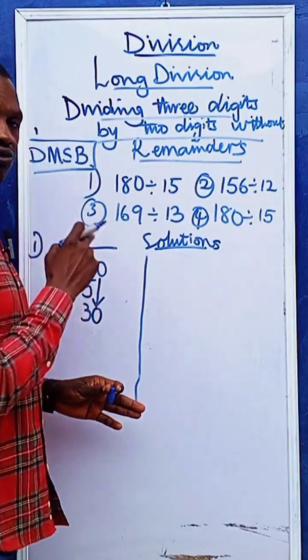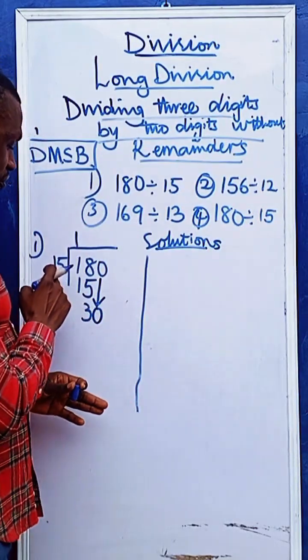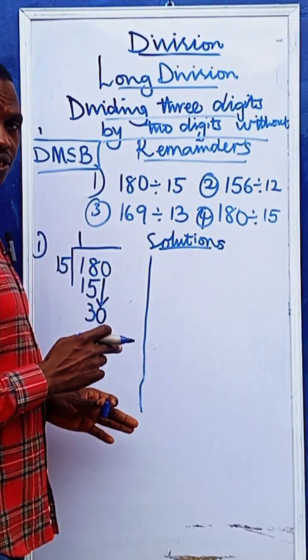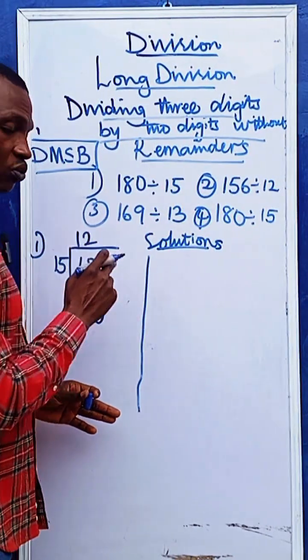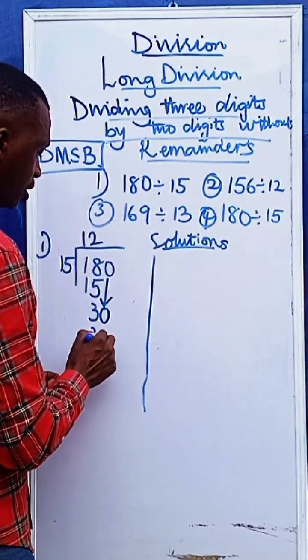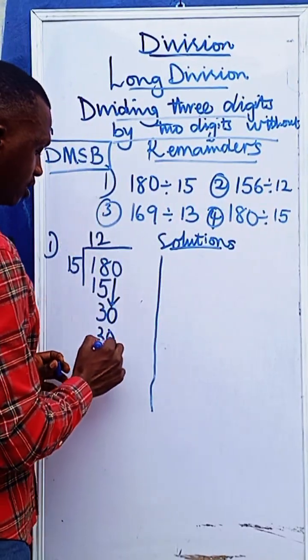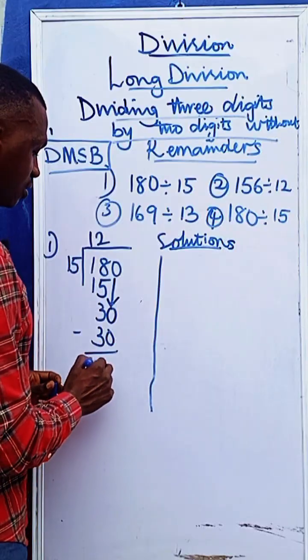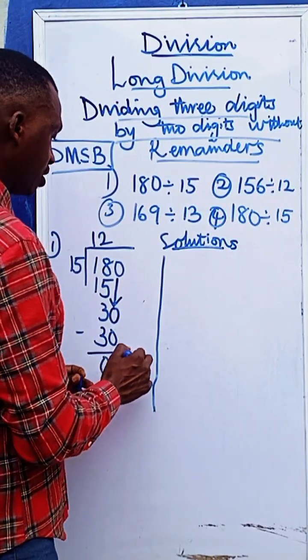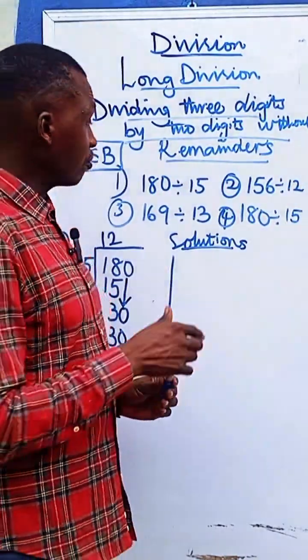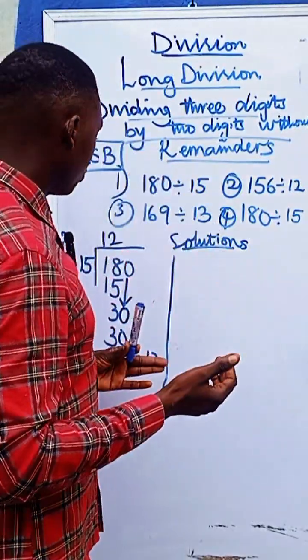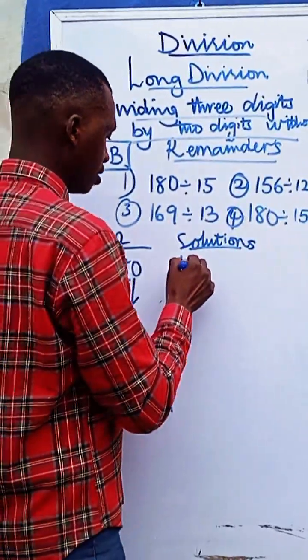Then we go back to the first step, which is D. 30 divided by 15 gives us 2. Then 15 times 2 gives us 30. Then we subtract: 30 minus 30 gives us 0. So you can see the answer is 12, following our DMSB. Then let's move to the second question.